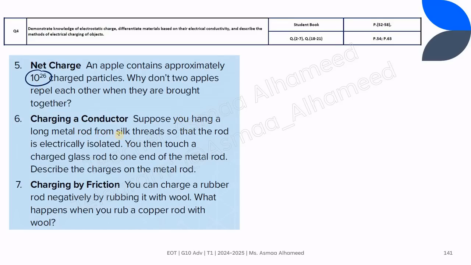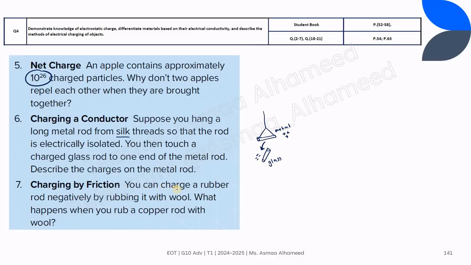Suppose you hang a long metal rod from silk threads so that the rod is electrically isolated. So here you have, this is your rod, it is tied to a thread and it is hanging. You then touch a charged glass rod to one end of the metal rod. Describe the charges on the metal rod. So this one here is metal, and you will bring another rod which is glass. When they are in contact with each other, the glass will take the negative charge from the metal and the metal becomes more positive.